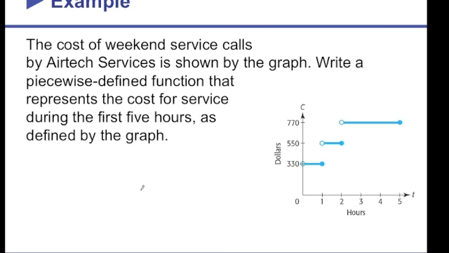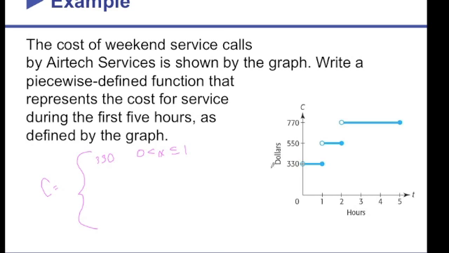This one, they give us the graph, and we have to figure out the piecewise function. The cost for weekend service calls at Aerotech Services is shown by the graph. Write a piecewise function that represents the cost for service during the first 5 hours as defined by the graph. Well, we're looking for a cost, and I have 3 steps, so let's make room for 3 rows. It's $330 up to 1 hour. From 0 up to the 1 hour.